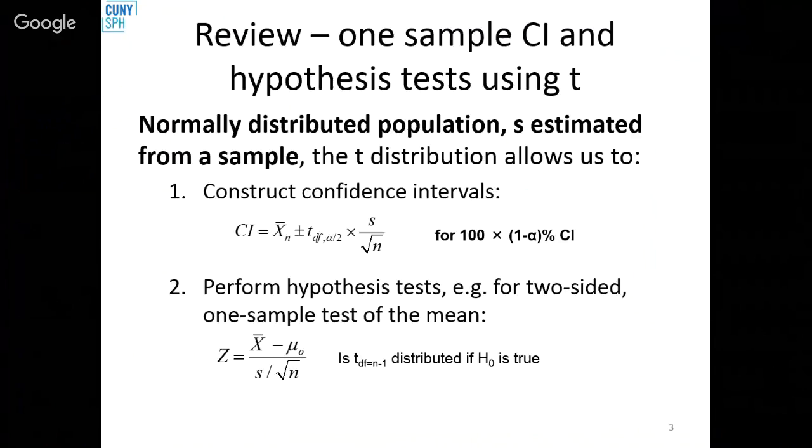So we used that standard normal distribution when the standard deviation was known from the population, but when it's estimated from the sample, you can do similar procedures, but using the T distribution. You can construct confidence intervals for the credible range of the population mean, and perform the single sample hypothesis test in the same way, except that you're using the T distribution instead of the normal distribution.